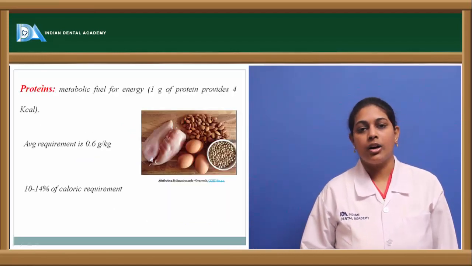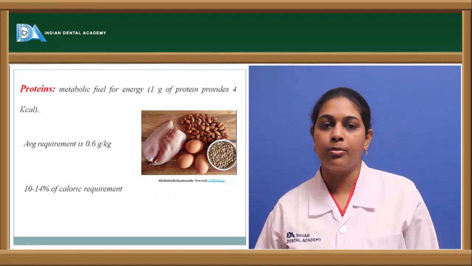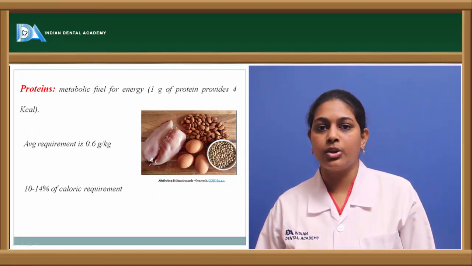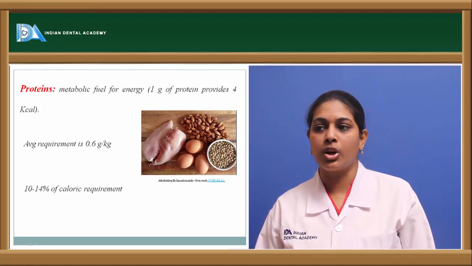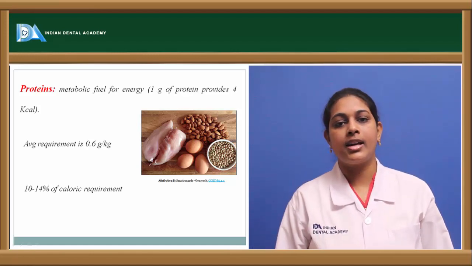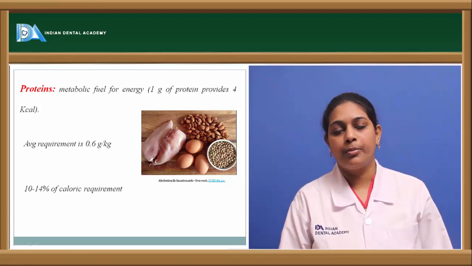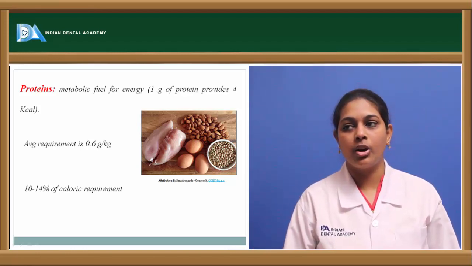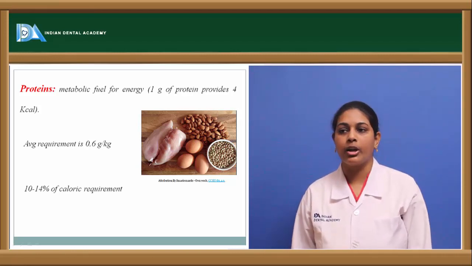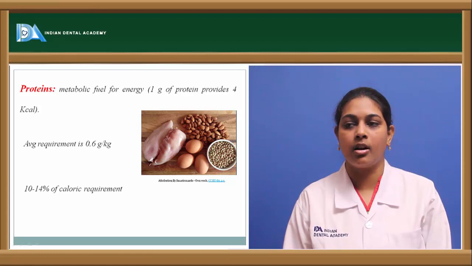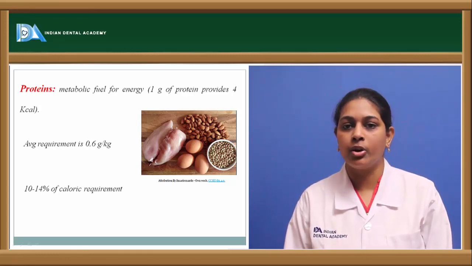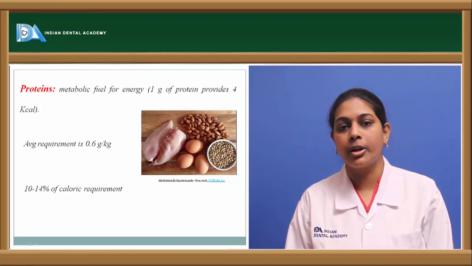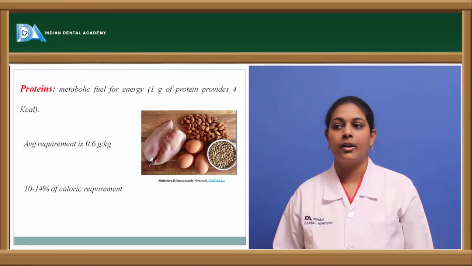Next, coming to proteins, usually the proteins are considered to be the building blocks of our human body, and these proteins are made up of amino acids, and the internal systems which build up these proteins start from the nucleus and its constituents. So proteins constitute a metabolic fuel of energy, and 1 gram of protein provides 4 kilocalories when calculated in terms of energy. The average requirement for a human individual is 0.6 grams per kg, and it is calculated as 10 to 14% of the calorie requirement per day in a human being.